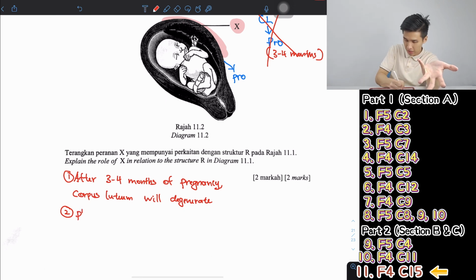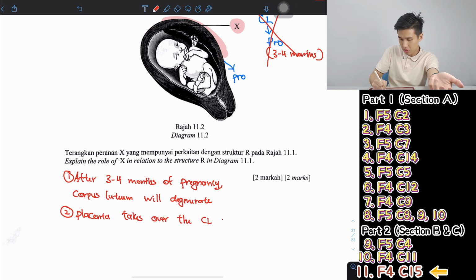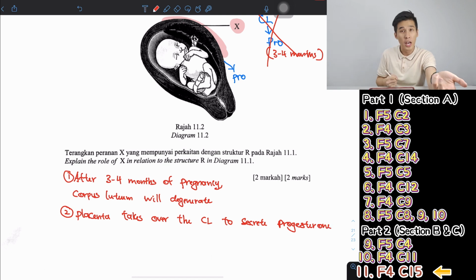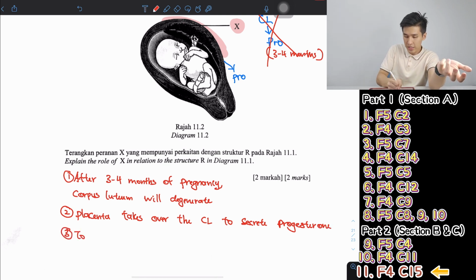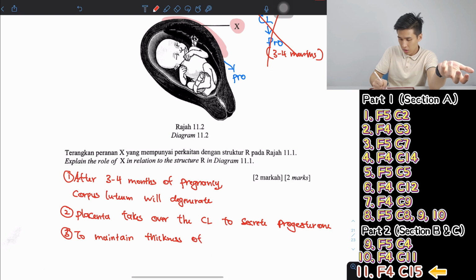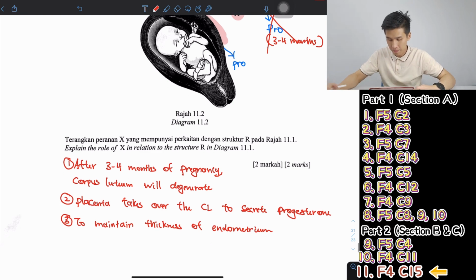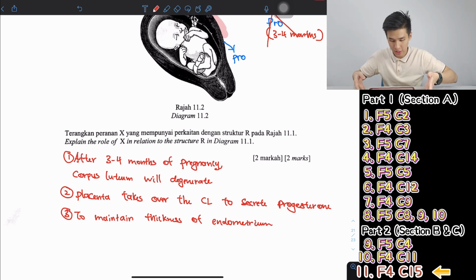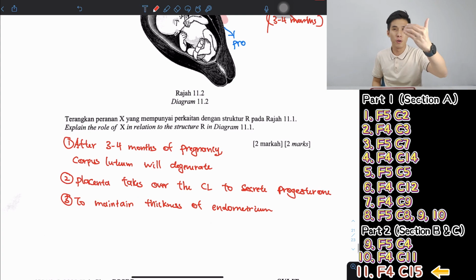So you can literally say the placenta takes over from the corpus luteum to secrete progesterone. And you can even say this is to maintain the thickness of the endometrium. Okay, my wording is a bit ugly, but it's just to make it faster. Alright, so you can write this yourself.